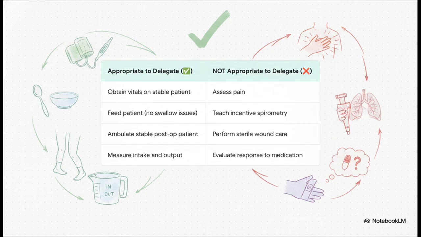How about feeding a patient who has no trouble swallowing? For sure. But teaching that same patient how to use their incentive spirometer? That's teaching, RN only. You see the pattern, right? The tasks on the left are about doing and collecting. The tasks on the right are about thinking and evaluating.